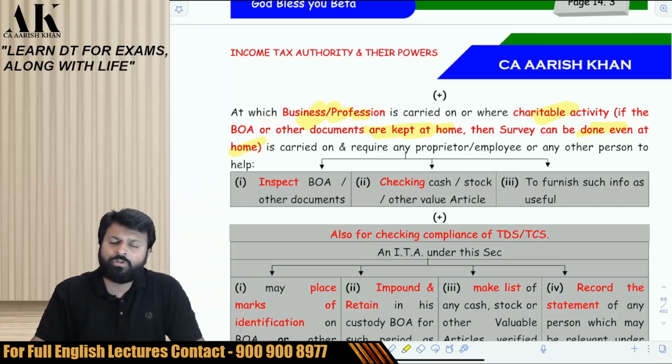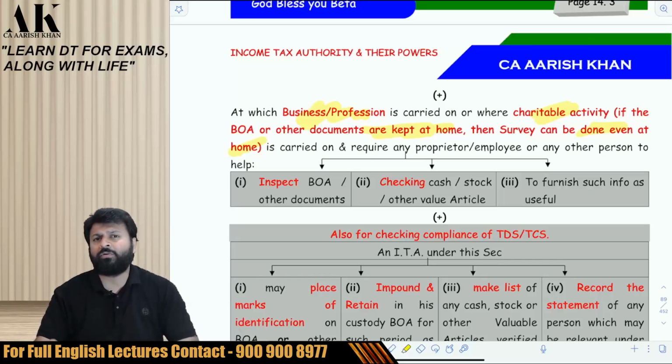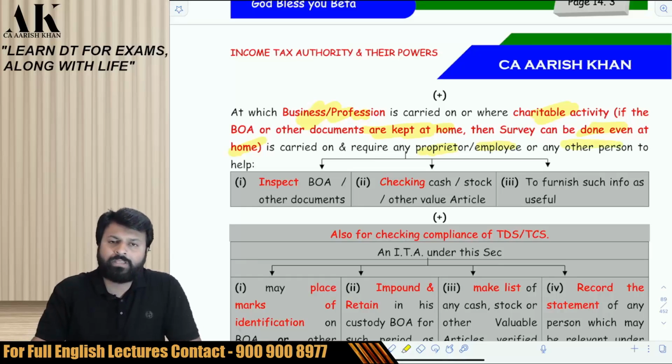And what they will do over there by going for survey after survey: what will they do exactly in the survey? They will ask the proprietor, they will ask the employee, they will ask any other person. What will they ask? That we want to inspect the books of accounts, please help. We want to check cash, please help. We want certain useful information from you, please help.